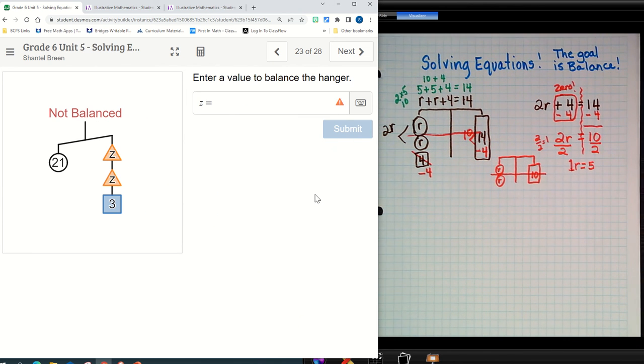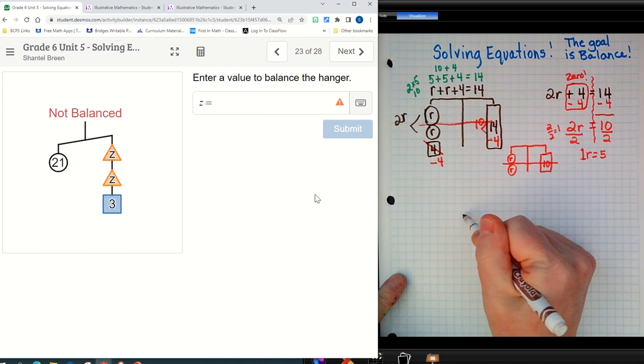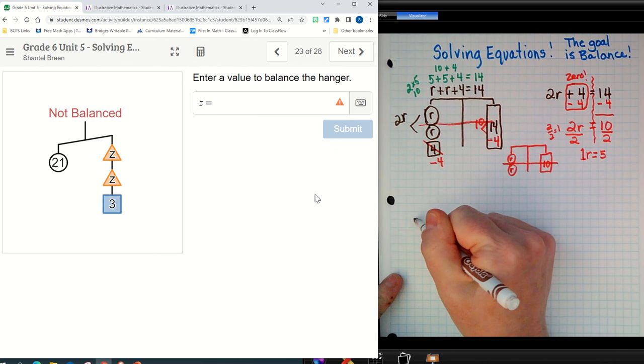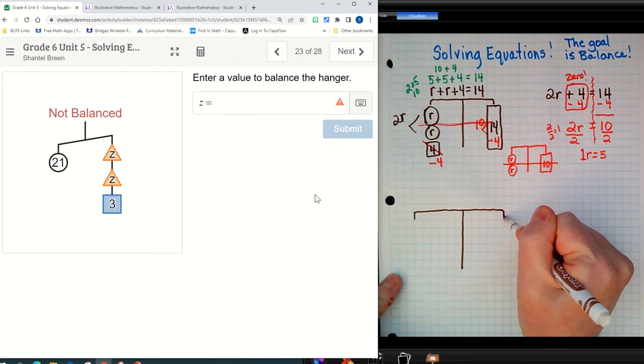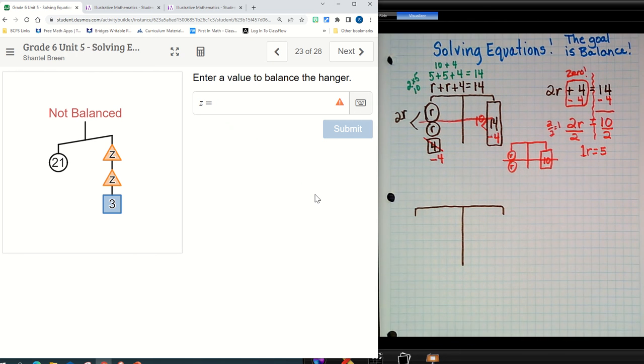One last one. Let's check this one out. All right, here we go. Last one. Let me sketch my balance. I always like to do that. And again, even though we have Desmos, if you're working at home and you need to draw this out on paper, it is perfectly fine to do that.